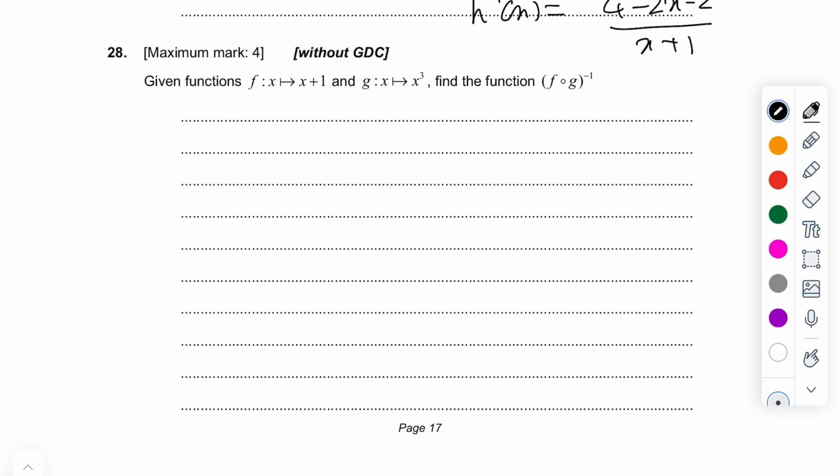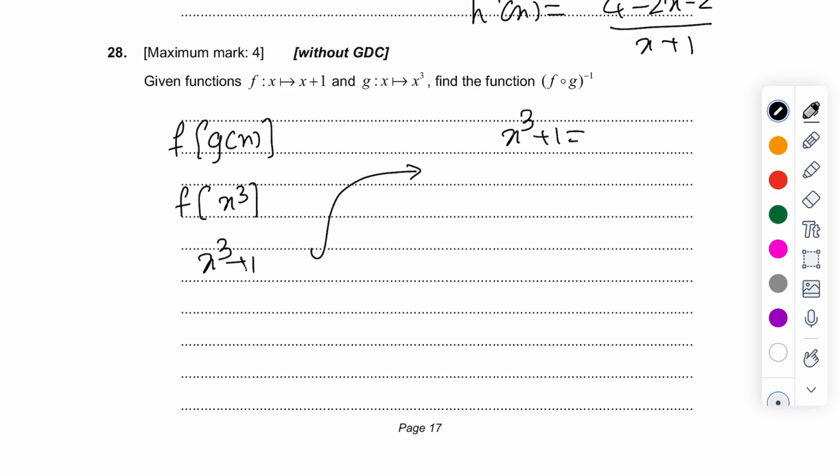Now f of x is given, g of x is given, f circle g whole inverse. So first f of g of x. g of x is x cube. So it becomes x cube plus 1. If we want to find the inverse, how should we find it? x cube plus 1 equals y. So x cube equals y minus 1. x equals cube root of y minus 1. So f circle g whole inverse will be equal to cube root of x minus 1.